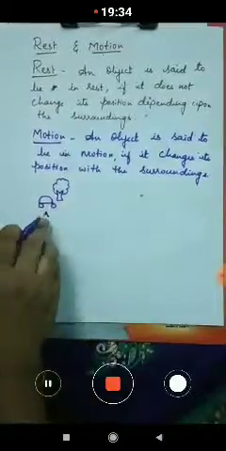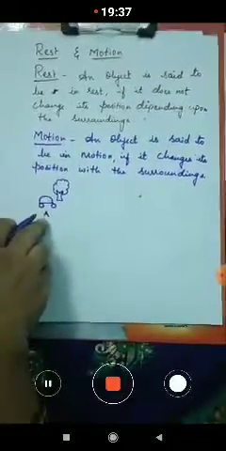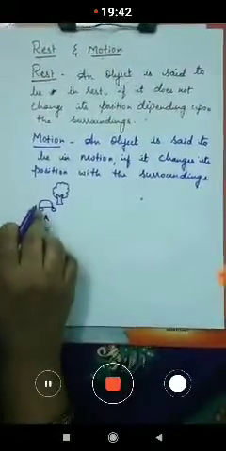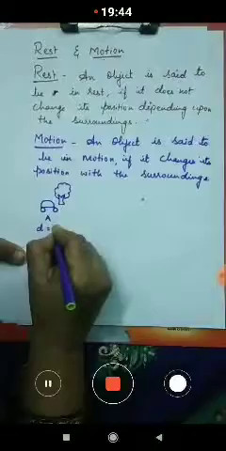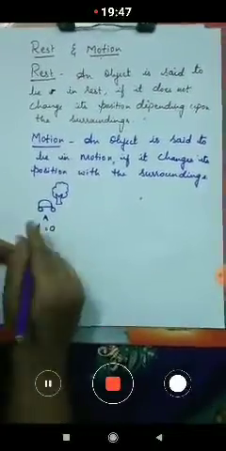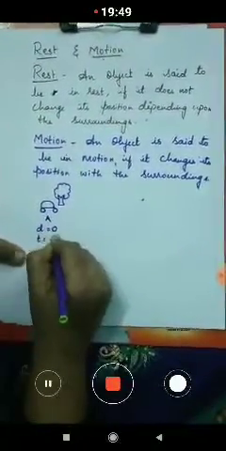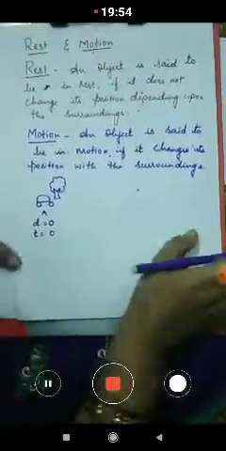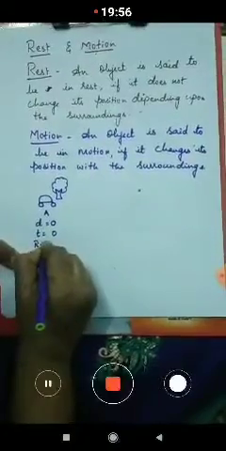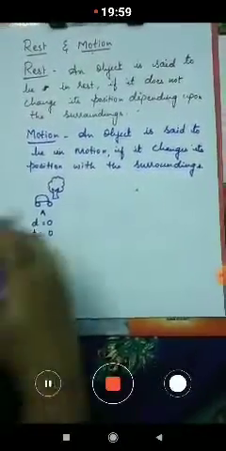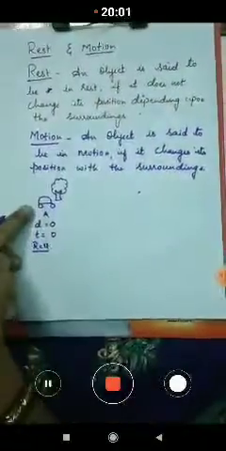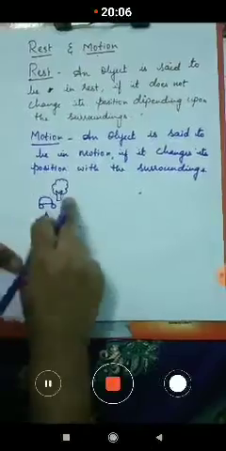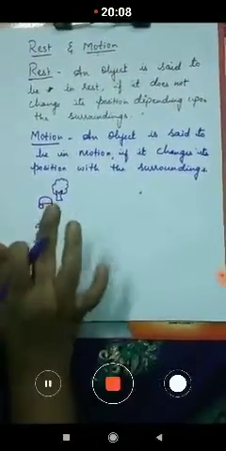Now there is a car which is at the position A. So now it has D. D is nothing but the distance. It has not travelled any distance, so D is 0. The time is also 0. It has not moved. It is at rest now. So the car is at rest. An object is said to be at rest if it does not change its position depending on the surroundings. So in the surroundings, the car is at rest.